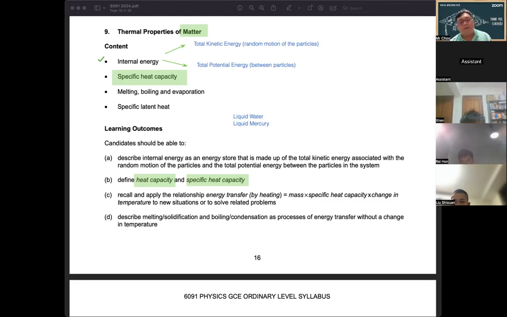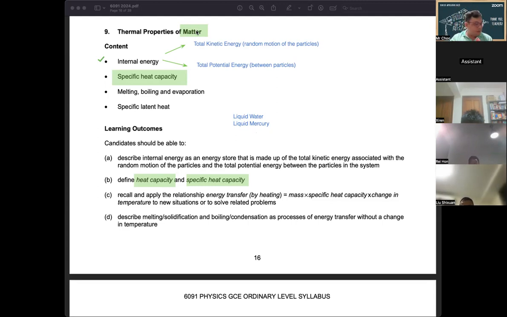Then different materials, in this case water and mercury, are built up differently. The bonds between the water molecules and the bonds between the mercury particles are all very different. Am I right to say that? So the intermolecular forces of different matter will require different amounts of energy to expand and contract, to actually absorb or give out energy. Is that clear?